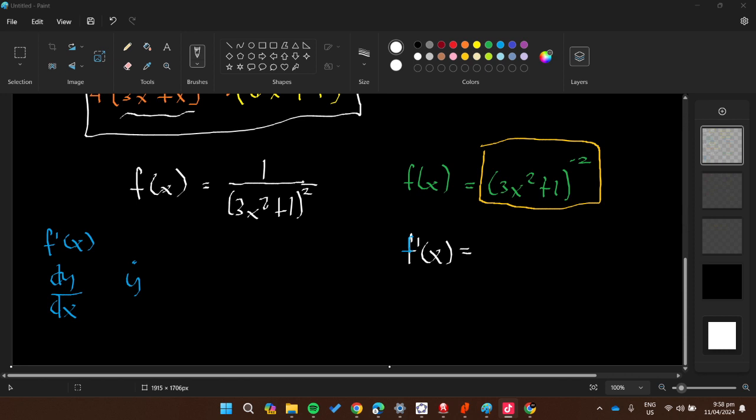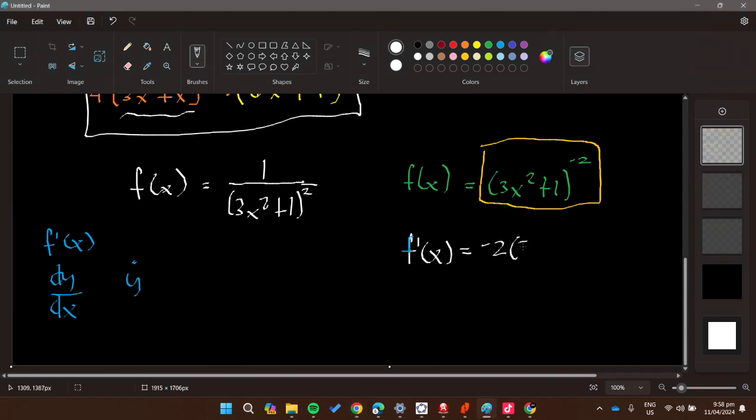Meron na din. Alright. So again, do the outside. What is the derivative of the entire function? That is just negative 2. Then again, copy that 3x squared plus 1. And what is negative 2 minus 1? That is just negative 3. So this is negative 3.